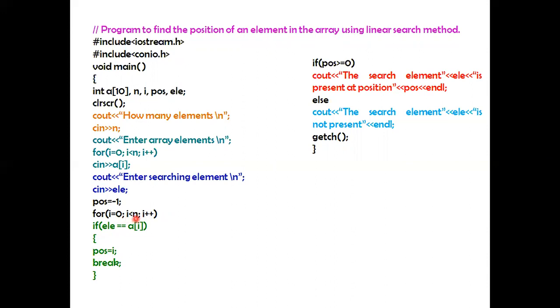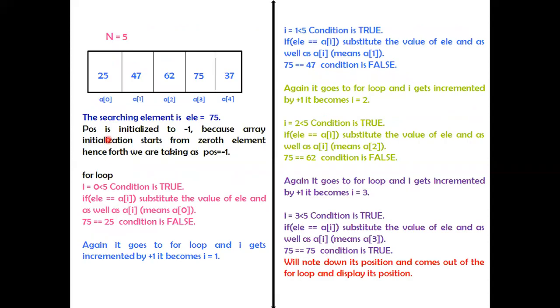0 is less than 5. Yes, it is true. Then the condition: if, open bracket, element, meaning the searching element, is equal to. See here, how many equal signs? 2 equals. That means you should call it a comparison operator. If element is equal to a of i. A of i means a of 0. What is the value stored in a of 0? 25. Is 75 equal to 25?